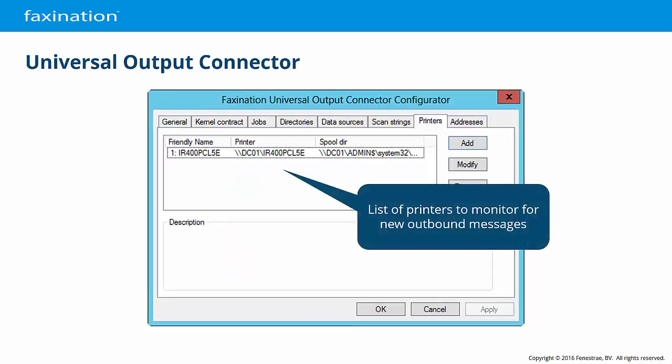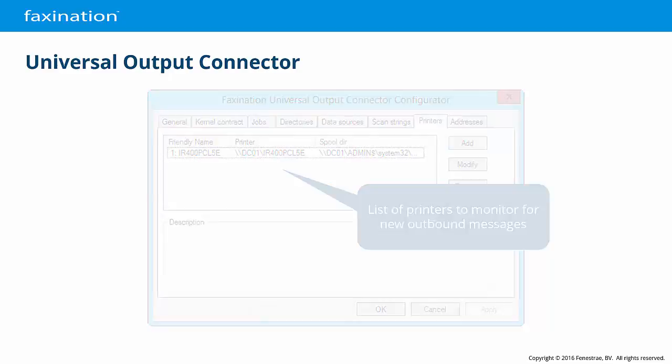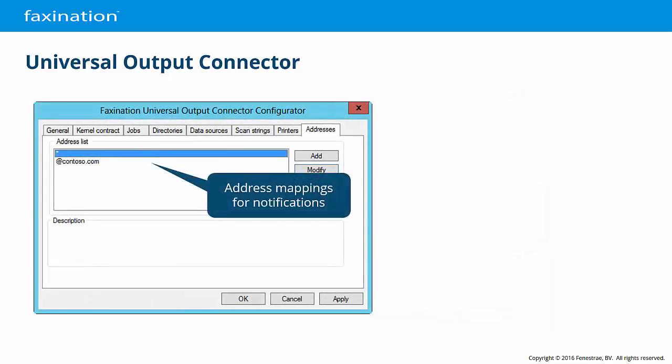The Printers tab is where all of the monitored printers are configured. The Addresses tab allows you to configure the address mappings that are used for UOC notifications.